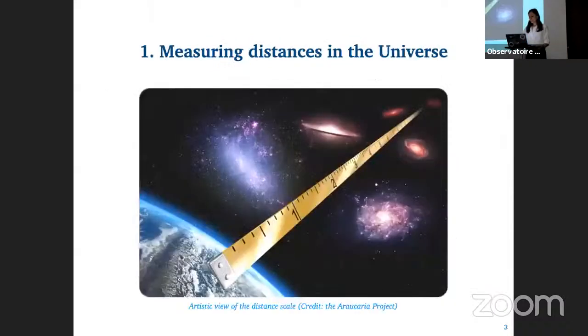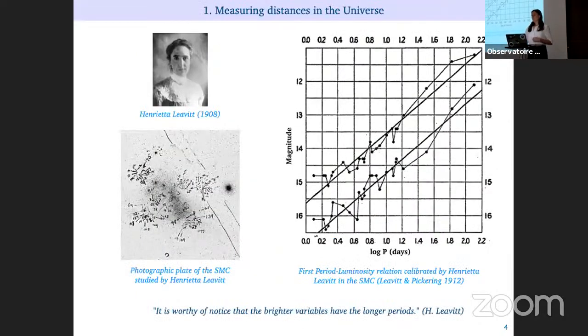First, how distances are measured in the universe. Distances are probably one of the most difficult parameters to measure in astronomy. About 1 century ago, astronomers didn't know exactly how to measure distances. They didn't know the size and the structure of the universe.